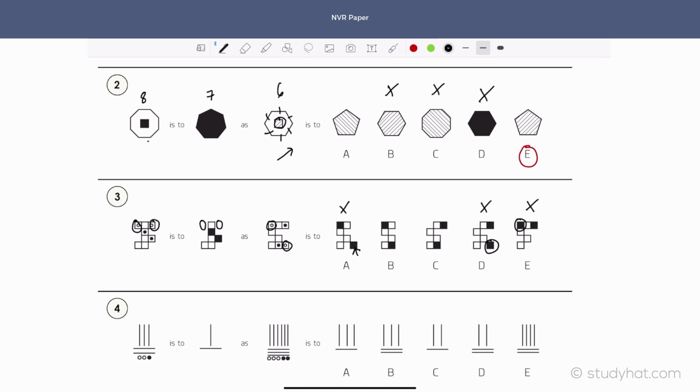Okay, so what else has happened? The squares that have had a black circle have become completely black. So these 2 squares have become completely black. So this is wrong. And therefore, we are left with answer C.